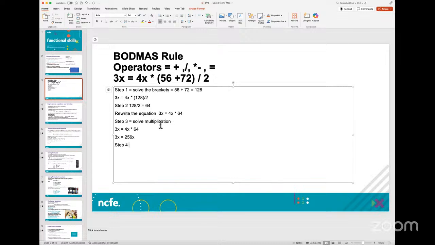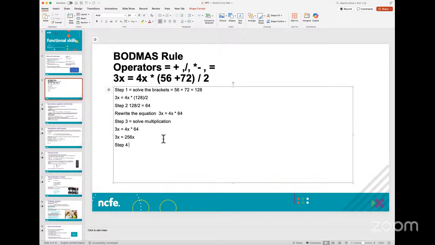Next step, after multiplication, we don't have any addition, we don't have any subtraction, but now what we need to do is find the value of x. And we have an operator in the middle called equal to. So the equation right now is 3x equal to 256x. Now, in order to isolate x, we need to subtract 3x from both the sides to make the value 0.